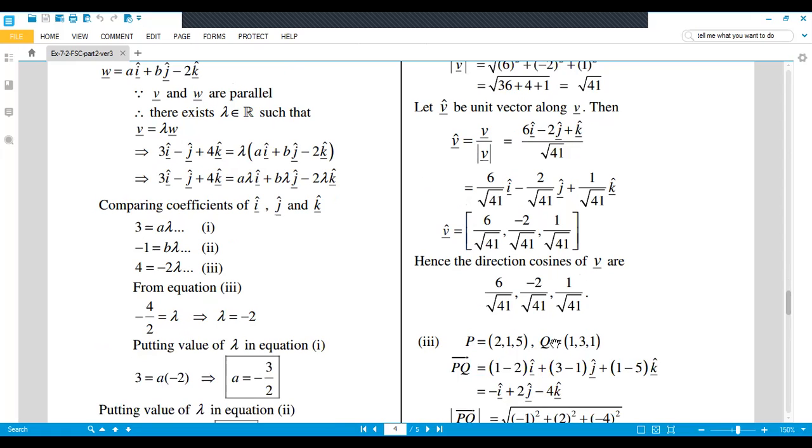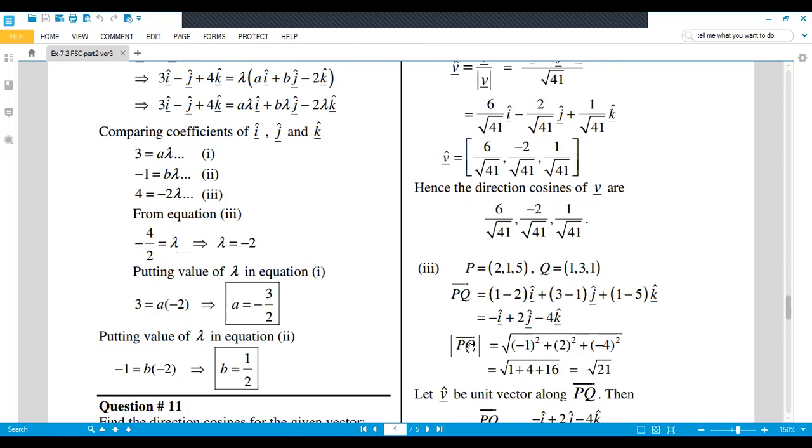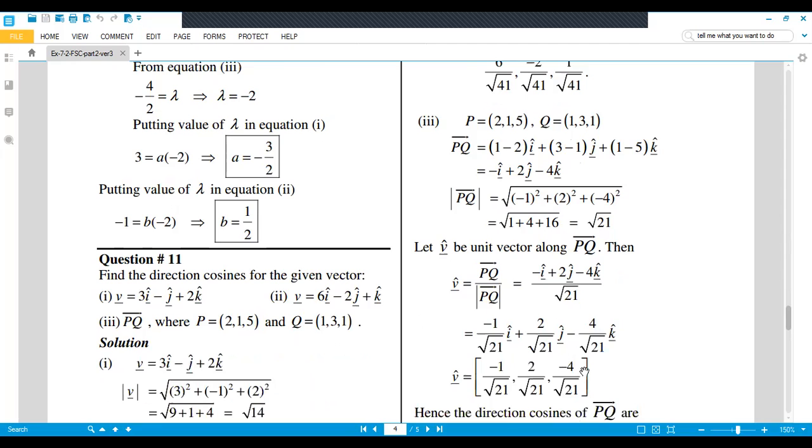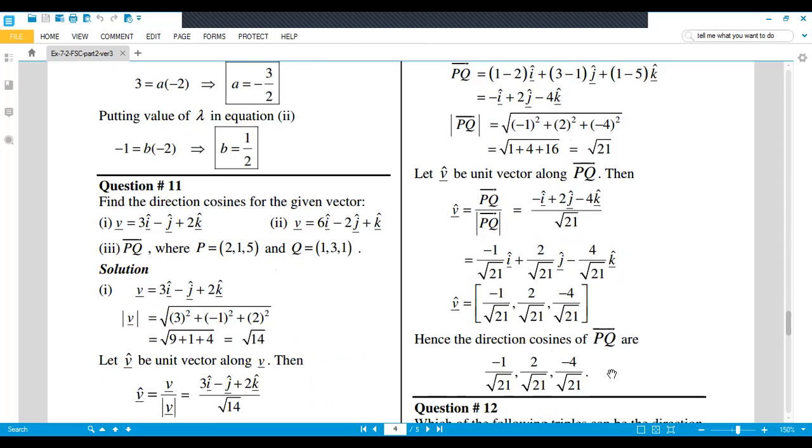For PQ, first of all, you find the vector. How? PQ is i minus 1 minus 2, that will be i, 3 minus 1, that will be j, 1 minus 5, that will be k. So we get the vector, and now we find its magnitude by the square root of the sum of squares of the coefficients, root 21. Then we find the unit vector, PQ divided by its magnitude. We get this. For direction cosines, we remove i, j, k and put commas, so that will be the direction cosines.